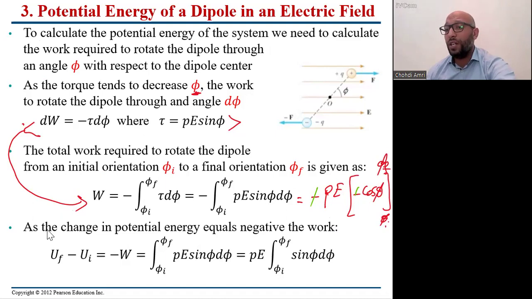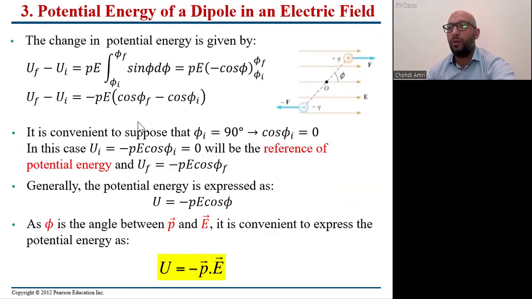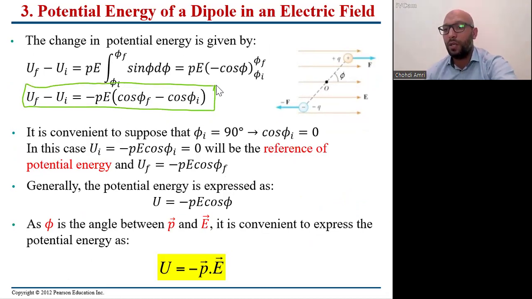From the work, we can get the potential energy, as the change of the potential energy is equal to the negative of the work. So delta U equals U final minus U initial equals minus W. After some steps, the difference of the potential energy is minus PE times cosine phi final minus cosine phi initial. But it's convenient to suppose that phi initial is 90, so cosine phi initial is 0, so we can set it there. In this case, we get the general expression of the potential energy.